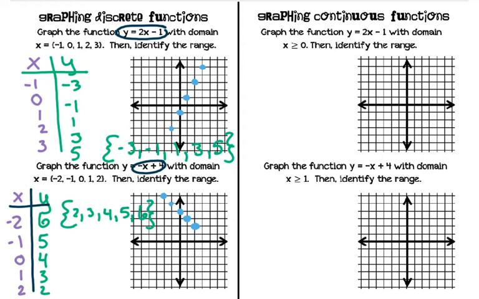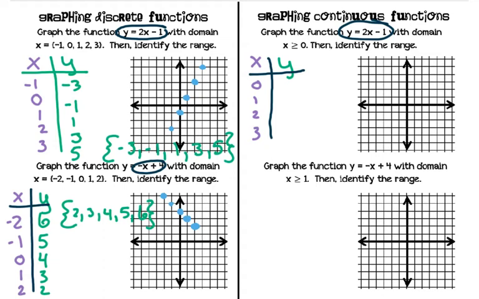Okay, well, let's take a look at continuous graphs. So this one says our function rule is y equals 2x minus 1, and our domain is greater than 0. So when we set this up, we have our x, our y. We're still going to create a function table, but all of our numbers are going to be 0 and above. Okay, so I'm going to just do 0, 1, 2, 3 to make it easy.